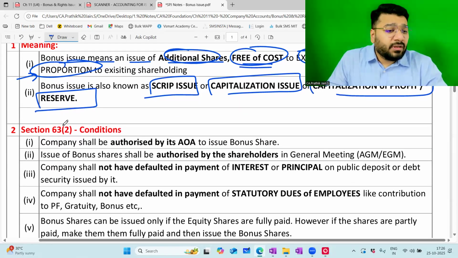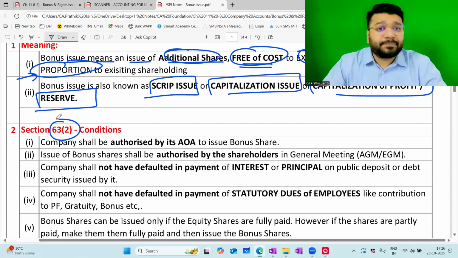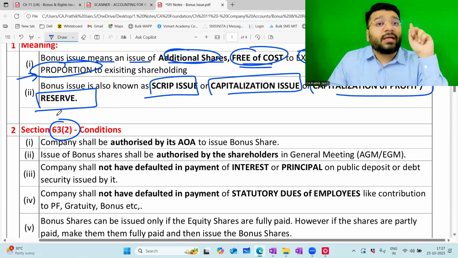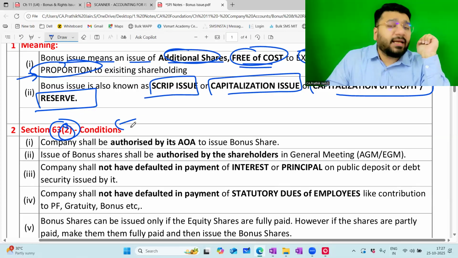Now, you need to comply with certain sections of the Companies Act 2013. Who has to comply, shareholders or company? The company has to comply. Section 63 is governing the issue of bonus shares. There are certain conditions attached to it, mentioned in 63. Section 63 has three subsections: subsection 1, subsection 2, subsection 3. In subsection 2, the conditions are laid down.